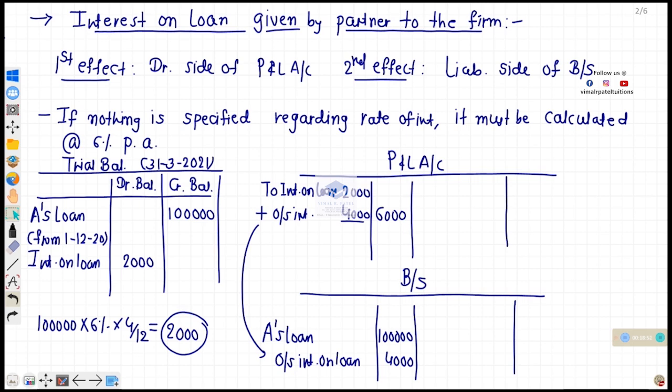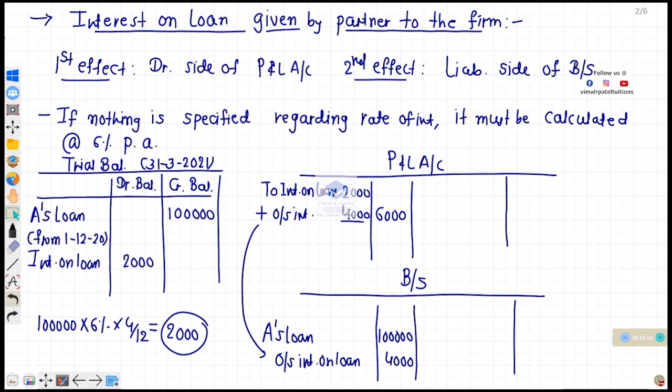Now the first effect, from the debit side of trading account, from purchase we will subtract goods destroyed by fire 10,000, and the second effect on the asset side of balance sheet, insurance company claim 10,000.